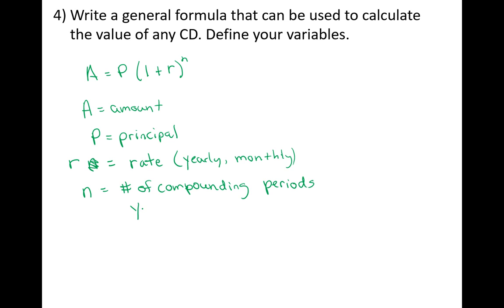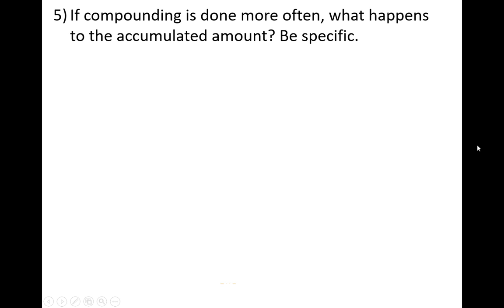If we are compounding yearly, we'll need a yearly rate. If we're compounding monthly, we need a monthly rate. So we have to make sure our rate agrees with the compounding period, how often they're going to compound. If compounding is done more often, what happens to the accumulated amount? It grows more quickly. The more frequently you compound, the more quickly your investment will grow.